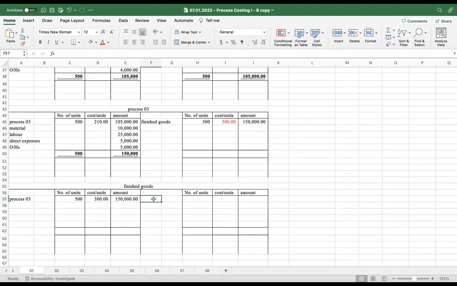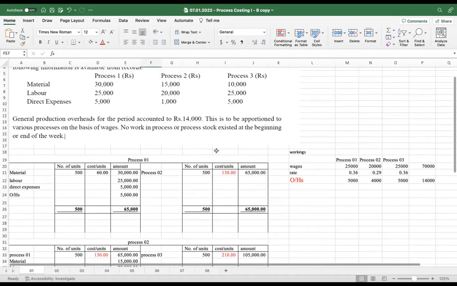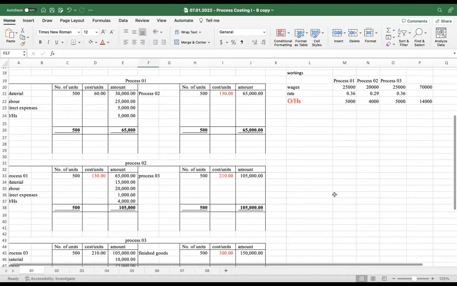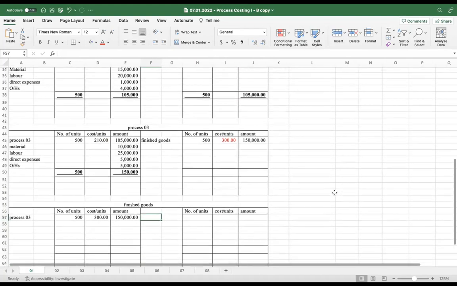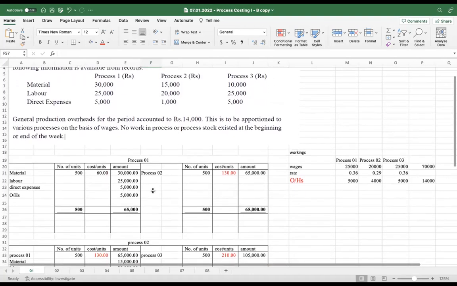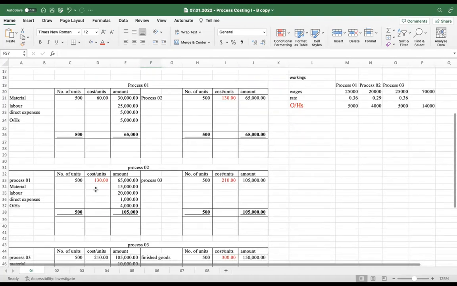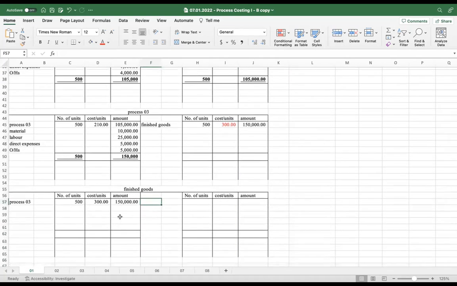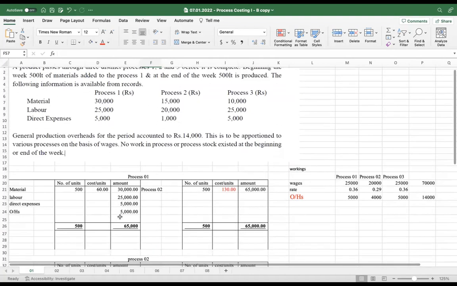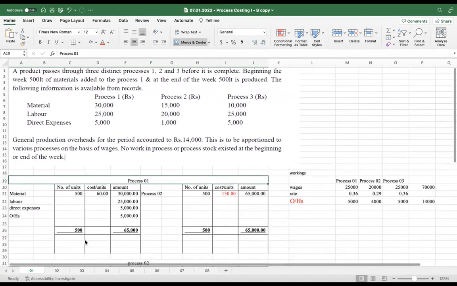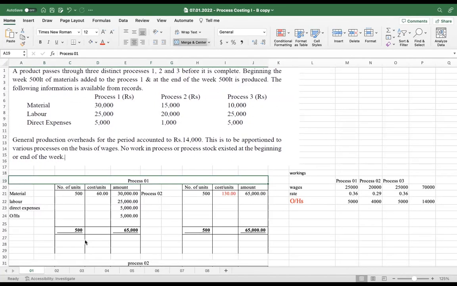Is it clear? Now, is this question clear? Now take a minute and try to do this by yourself without checking the answer that I discussed. Now see whether you understood this properly. Take a minute and try to do that. You have to prepare process 1 account, process 2 account, process 3 account, then finished goods account. It's very easy. Refer to the tute and try to do it by yourself. Take a few minutes. Understanding this is very important. You can refer to the tute if you want and finish.